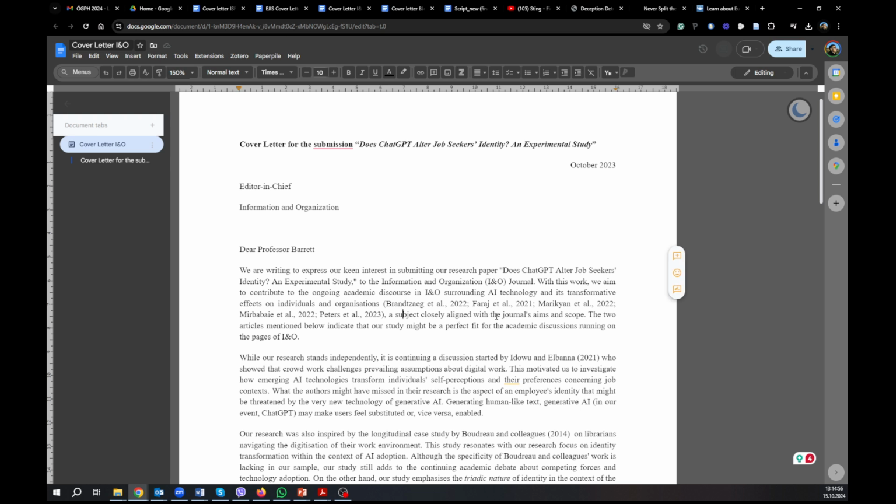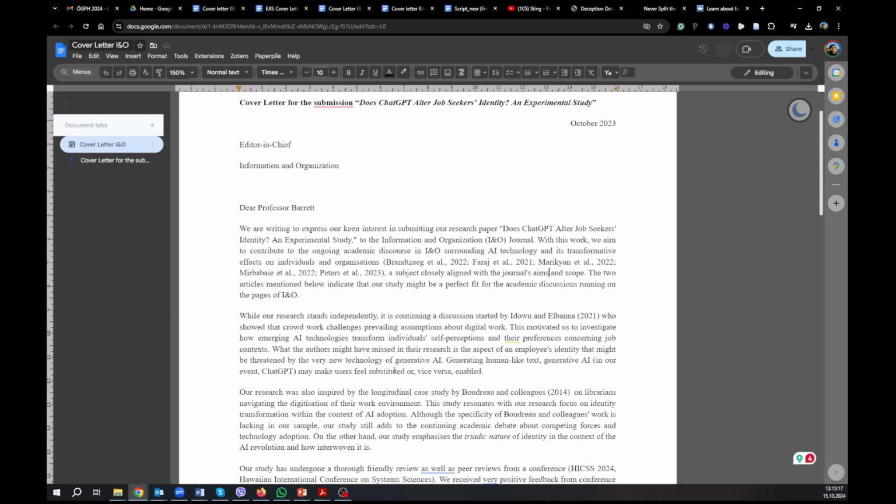This is a subject closely aligned with the journal's aims and scope. So we said that it's really in line with the journal's aims and scope. The two articles mentioned below indicate that our study might be a perfect fit for the academic discussion running on the pages of I&O. And here we build the link. First of all, we indicated that it is interesting for the journal and fits the aims and scope. And here we have to identify how it fits the discourse that we're going to dock to. For instance, while our research stands independently, it is continuing a discussion started by an earlier study, which showed that crowd work challenges prevailing assumptions about digital work.